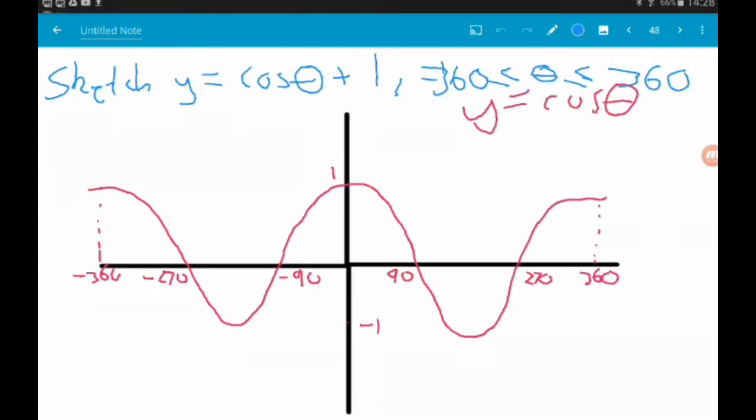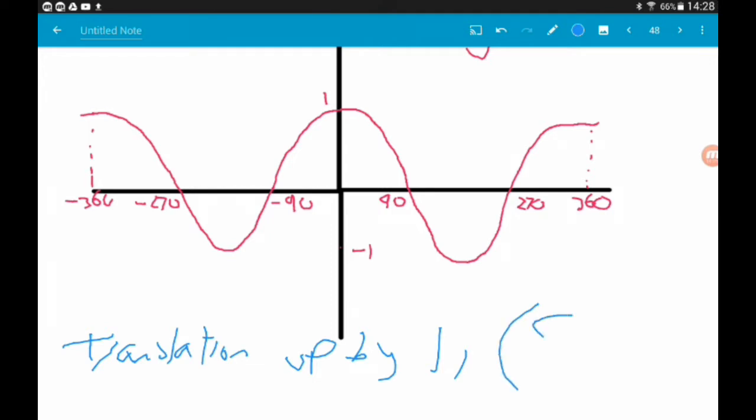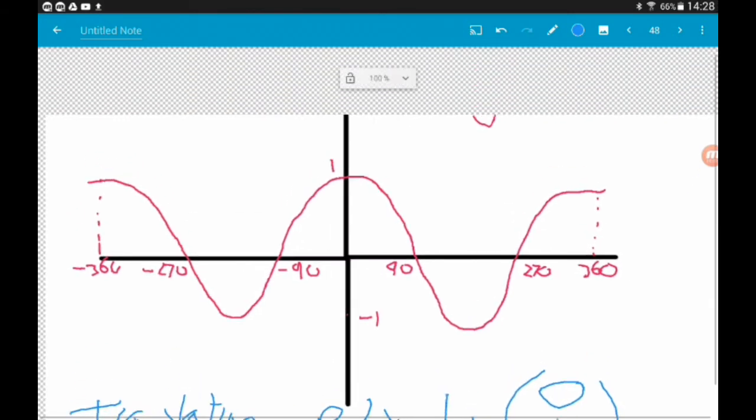So we want to sketch cos of theta plus 1. The plus 1 is not involved in the function, it's after the function. So this is a translation up by 1. So the vector is (0, 1).